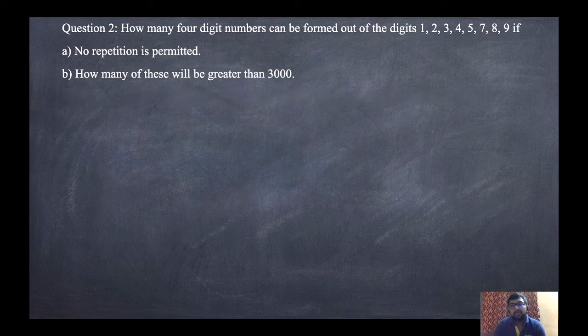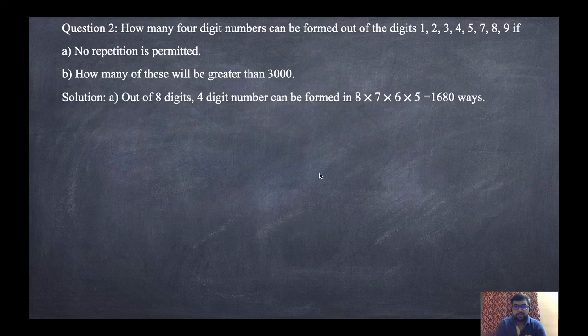Okay, 8 digits are there. Now no repetition is permitted. Here there is no 0. For first digit we have total 8 possibilities. For second digit we have 7 possibilities. Then 6 and 5. So 8 into 7 into 6 into 5. So in 1680 ways we can create a 4-digit number using these 8 digits. So this one is easy.